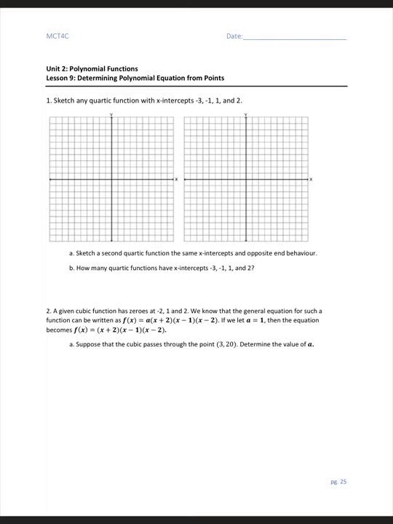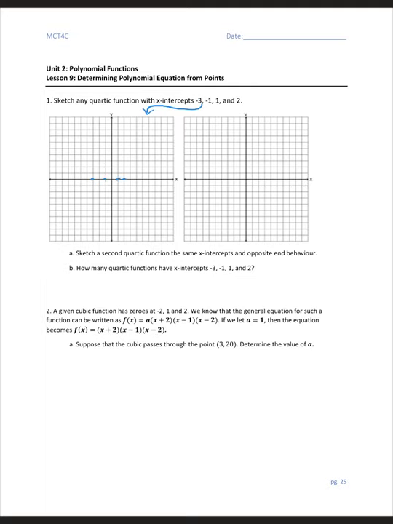Good morning, everyone. Today we are looking at Unit 2, Lesson 9, Determining Polynomial Equations from Points. So we're going to start today's note by sketching any quartic function with x-intercepts -3, -1, 1, and 2. So I'm going to sketch that on the first graph here. So just any quartic function that has those zeros. 1, 2, 3. So a zero at -3, -1, 1, and 2.